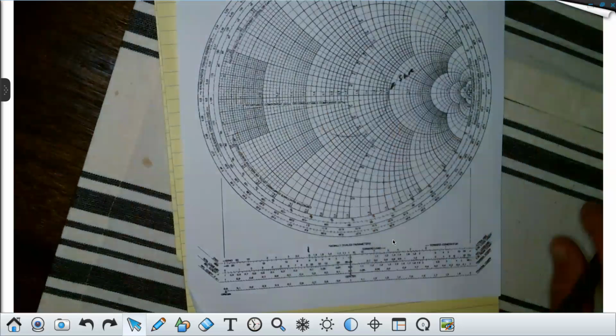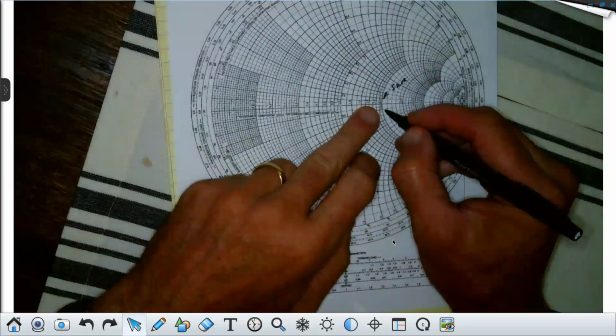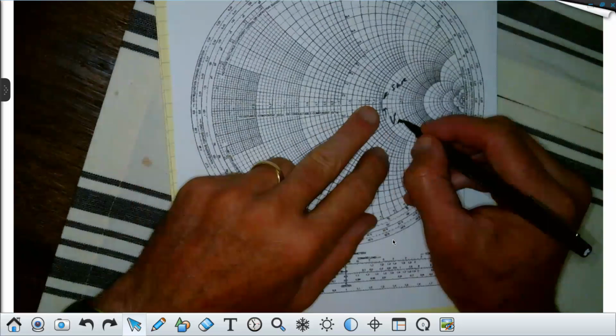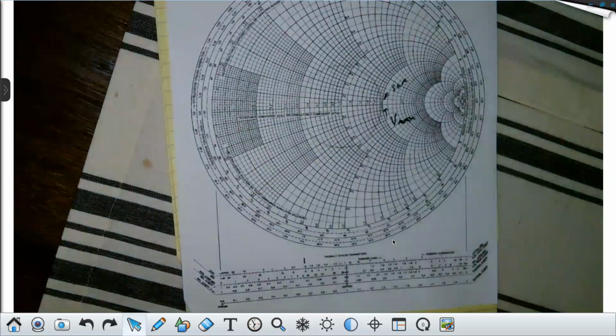Now, what else do you know about this point? Well, this point is where there's a voltage maximum, right? V max occurs at that point. Now, I want you to catch up with me, and I'm going to show you how to derive this and get the answer.